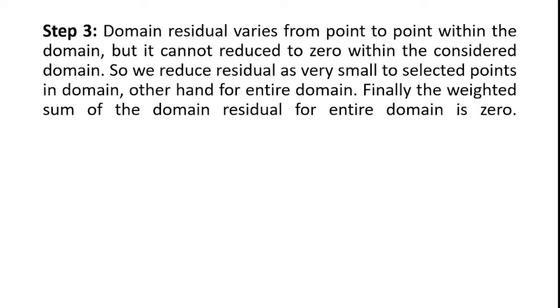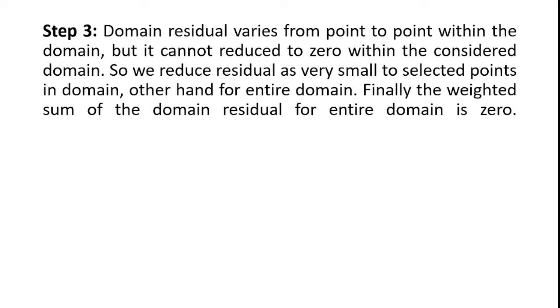And then step 3. What is step 3? The domain residual varies from point to point. If I consider the domain as a large structure, inside that structure there are n number of points available, so there are a lot of deviations. As per the previous slide, there are a lot of deviations. Deviations mean a domain residual is available from point to point within the domain, but it cannot be reduced to 0. We can't reduce the errors to 0. Some bias and noise, some error, will always be there, so we can't reduce the error to 0 within the considered domain.